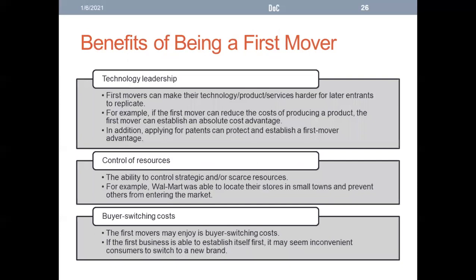So these are some benefits of being the first mover, right? Being a first mover, they can have technology leadership, because they are the people introducing their technology first, right? Again, they have control of the resources, which means they can control others from entering. For example, here I have shown Walmart. Right, have you ever heard of Walmart?